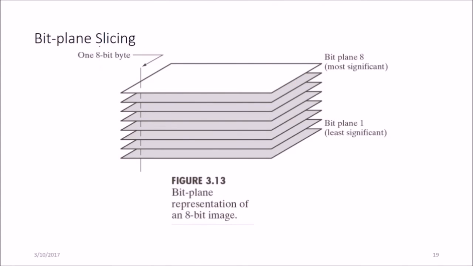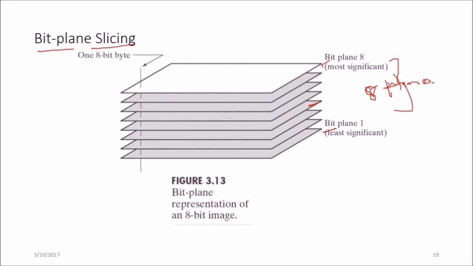Now we see the bit plane slicing. Bit plane slicing means, suppose we have an 8-bit image. That means how many bit planes are there? From 1 to 8. So in all we have 8 planes. This is one 8-bit byte. So how do we slice the bit plane?